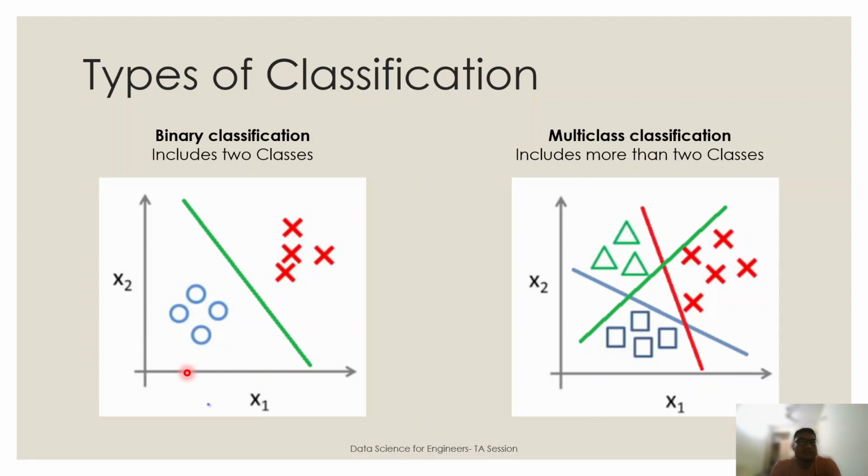There are different types of classification. The first one is binary classification. Here only two classes will be there. Here we have the crosses and the circles, which represent the data with features x1 and x2.